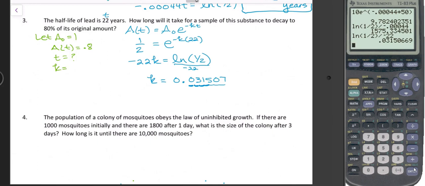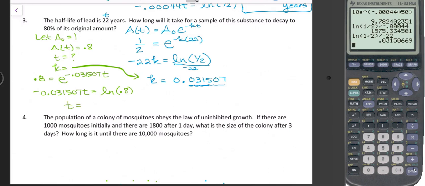And now we know what the k is. We found that here. So plugging everything in, I'm going to have a final amount of 0.8, and that equals my initial amount of 1 raised to my k. Remember to include the negative because this is a decay problem. So putting in my k, and I want to figure out what t is. So I'm ready to go straight to the logarithm. So it's my exponent, negative 0.031507t is equal to the log of 0.8.